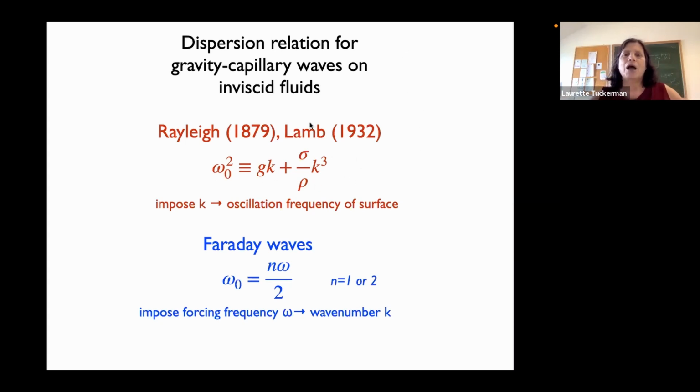We're going to be using this too sometimes, this relation for Faraday waves, but there it's the other way around. What we talk about there is we oscillate the fluid layer like that. We impose an oscillation, and ask which wave numbers are elicited when you do that. So you shake it with omega naught, and you get some k.